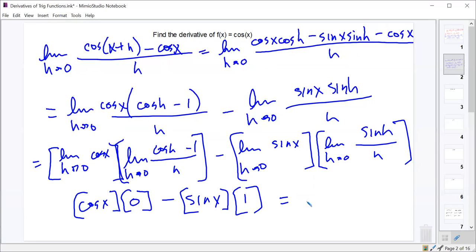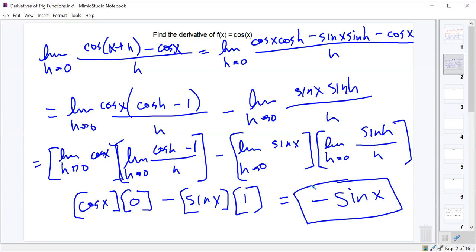And so what do we end up with? Almost sine x, but we got a negative in front of it. Everybody good with that? All right, spectacular. So the derivative of sine is cosine. The derivative of cosine is negative sine.